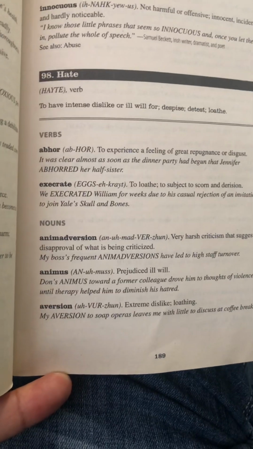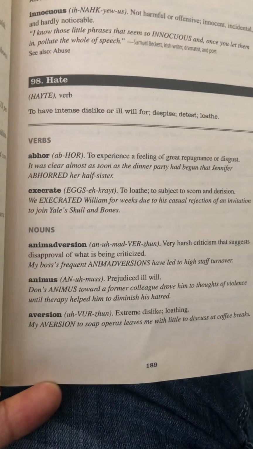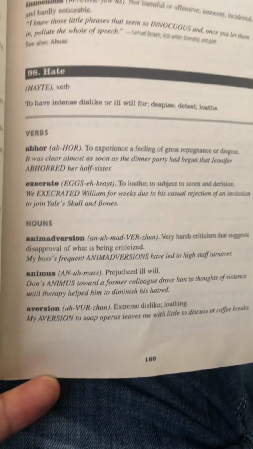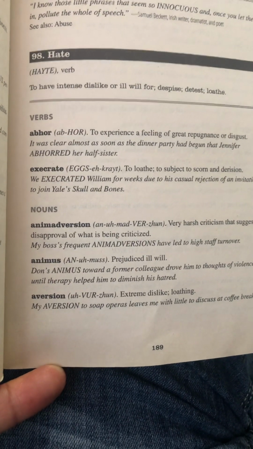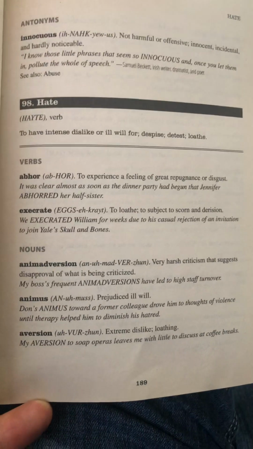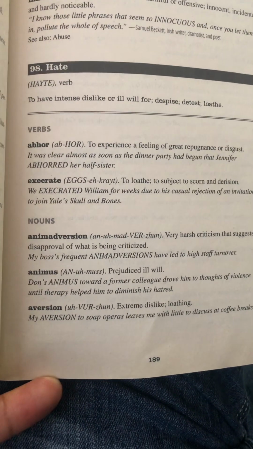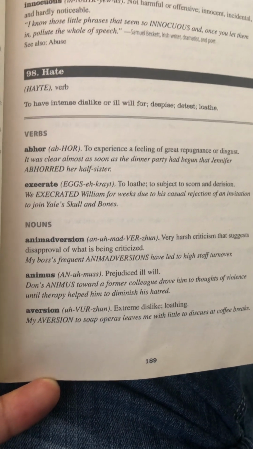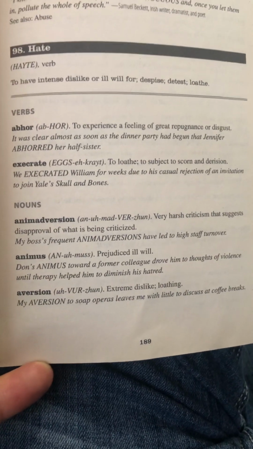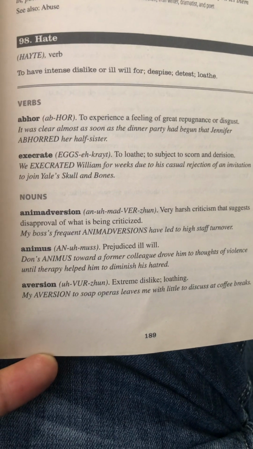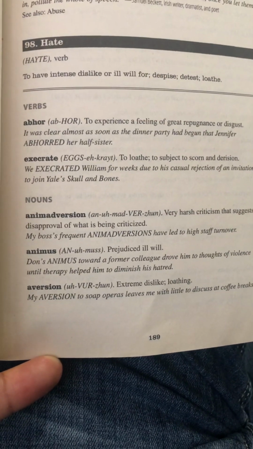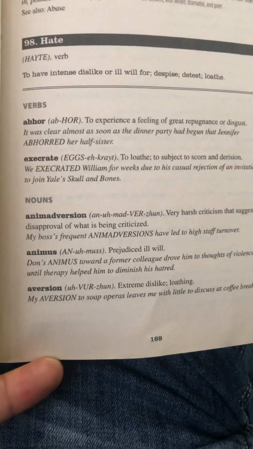All right, so first we're going to start with the verbs. We have abhor and execrate. I've heard abhor before. I think I've heard execrate, to loathe, to subject to scorn and derision. Now the next ones are nouns, and this word animadversion, I've never heard that word before. This is a very new word. A very harsh criticism that suggests disapproval of what is being criticized. That's a new one for me. So animadversion. That's a word you can use if you want to hate somebody.